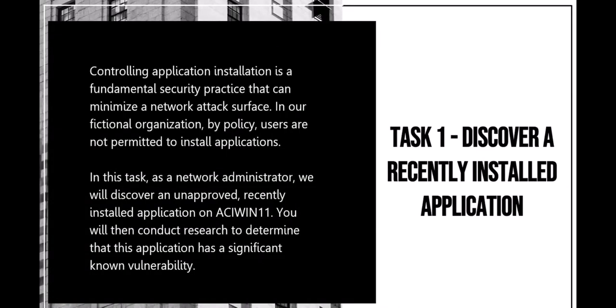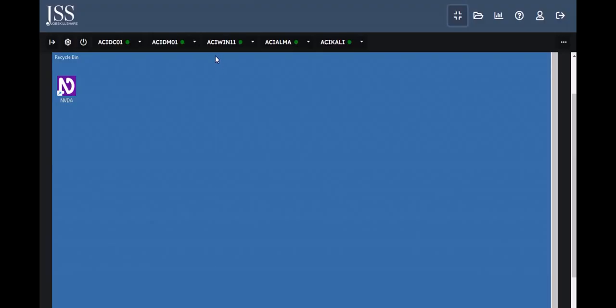Task 1, discover a recently installed application. So controlling application installation is a fundamental security practice that can minimize the network attack surface. In our fictional organization's policy, users are not permitted to install applications. In this task, as a network administrator, we will discover an unapproved recently installed application on the ACI Windows 11 virtual machine, and you will then conduct research to determine that this application has a significant vulnerability. So make sure you are connected with the ACI Windows 11 machine.